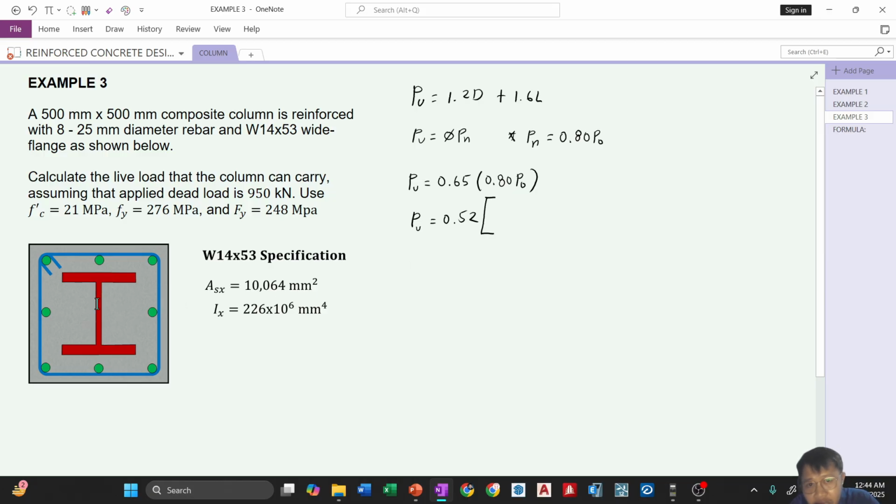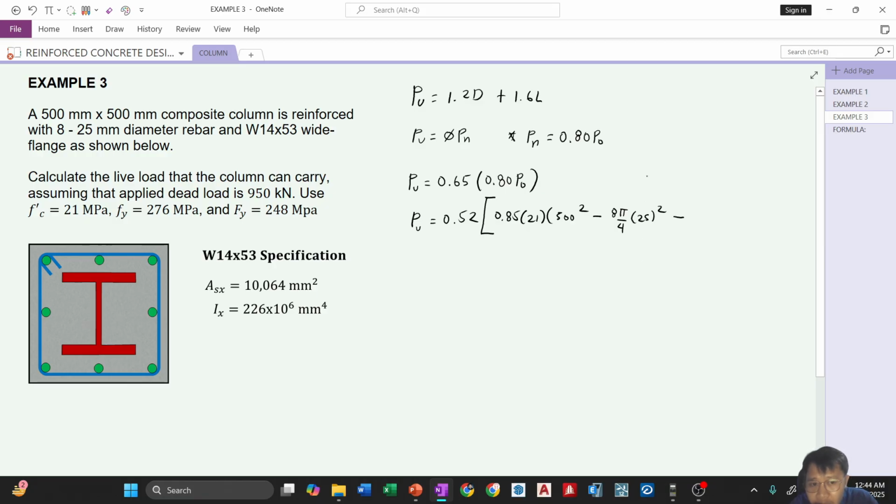Expand na rin natin diretso ang P sub 0. Dahil meron na tayong ditong structural steel, dadagdagan natin ito ng Fy As x. Okay? So, our formula is 0.85 f prime c natin is 21 megapascal. Tapos, yung area gross natin, that is 500 by 500. Okay? So, that is square na natin. Less area of the steel. Okay? Area of the steel. So, that is equal to 8 pi over 4, 25 square.